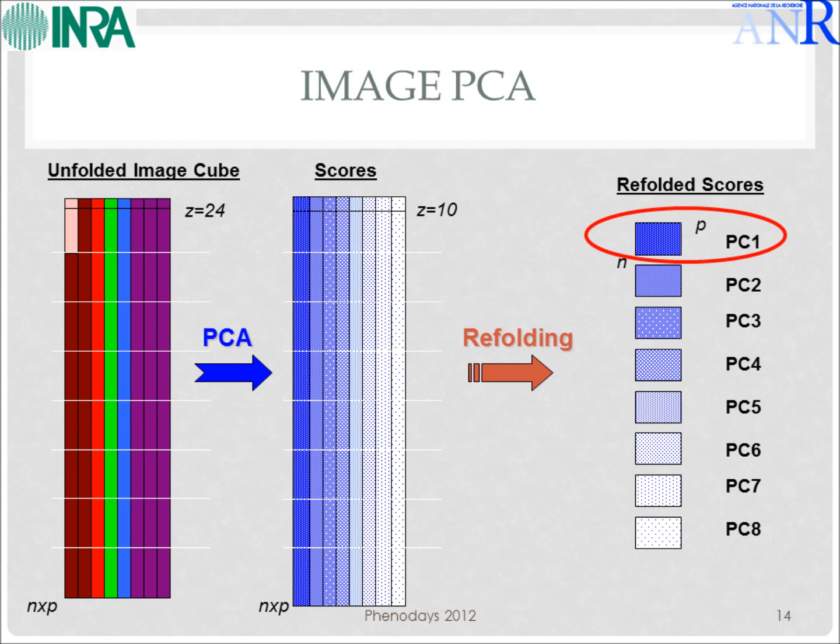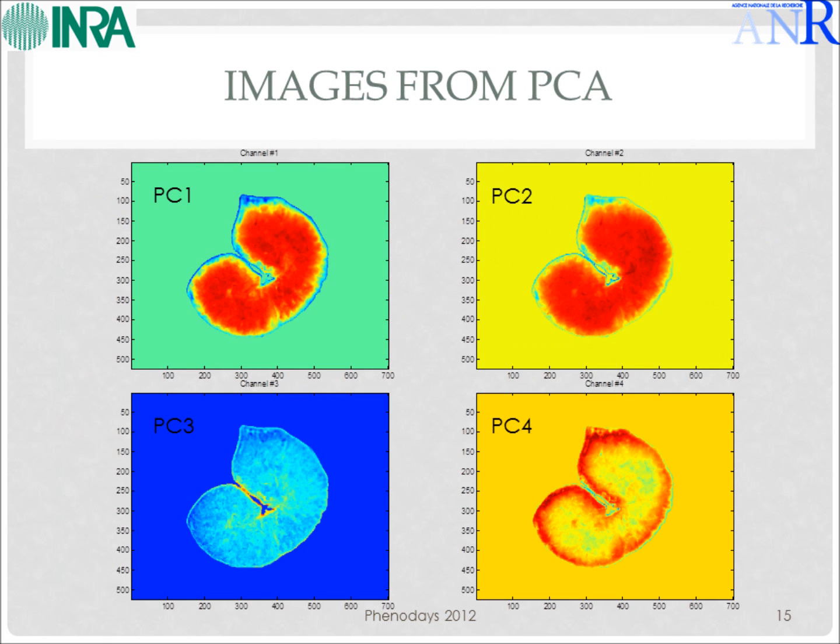So this large matrix is introduced in the principal component analysis algorithm, and we obtain scores, and we refold these scores in the initial dimension of the image, and we obtain a score image. As you can see here, the score image obtained from the PC1, the score image obtained for the PC2, PC3, and PC4. For this work, we only consider the score image issued from the PC1.